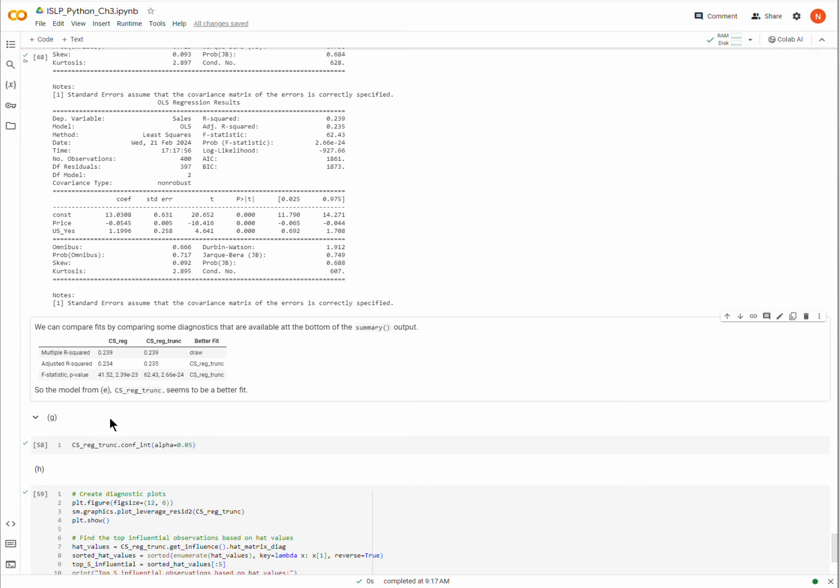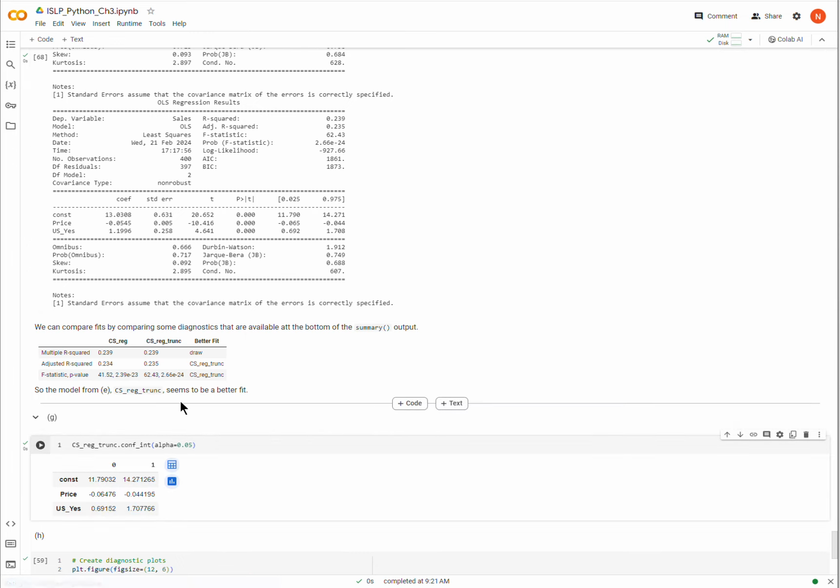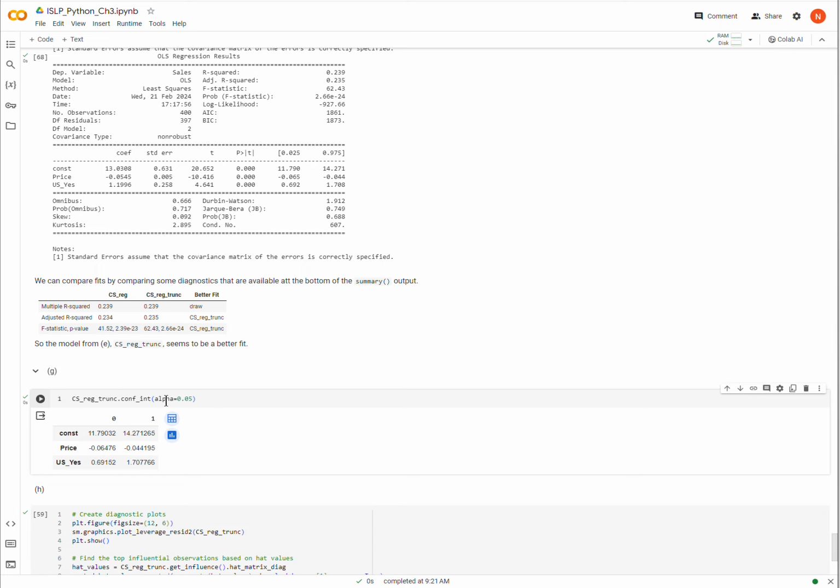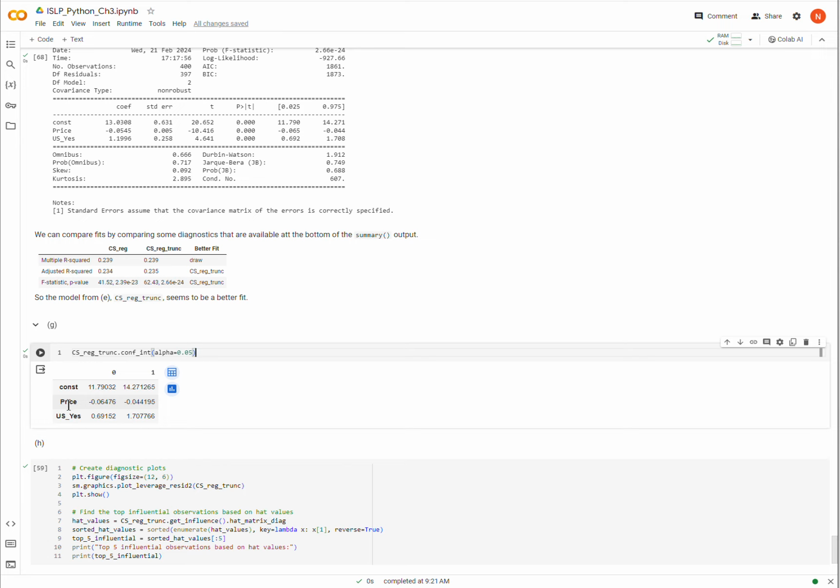Part G, we want to get confidence intervals for our coefficients. Okay, and so I can do that with conf_int at a confidence level of 0.95. Okay, so these would be 95% confidence intervals. Okay, so the alpha is 1 minus 0.95. So here are the confidence intervals for our different variables.